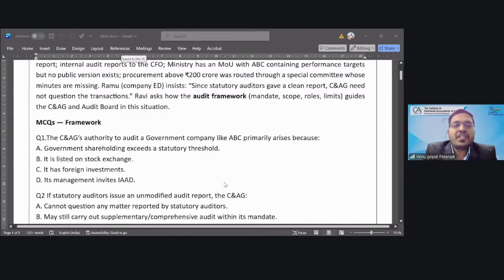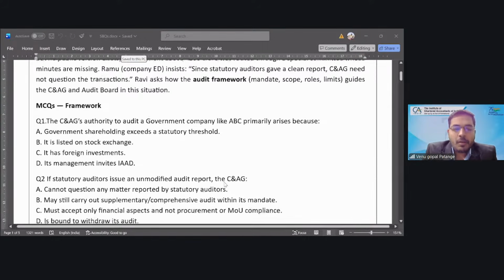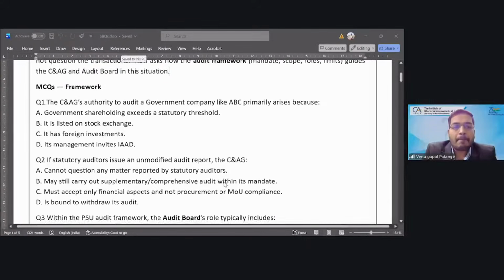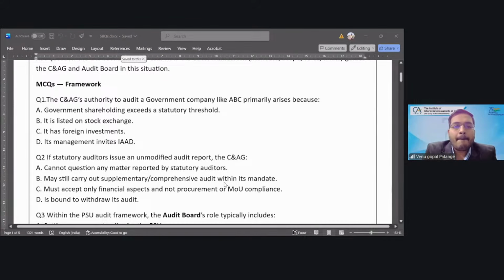The first question: C&AG's authority to audit a government company like ABC primarily arises because: A. Government shareholding exceeds the statutory threshold; B. It is listed on a stock exchange; C. It has foreign investments; D. Its management invites C&AG. What's the answer? So it's A, government shareholding exceeds the statutory threshold, 51%, right?